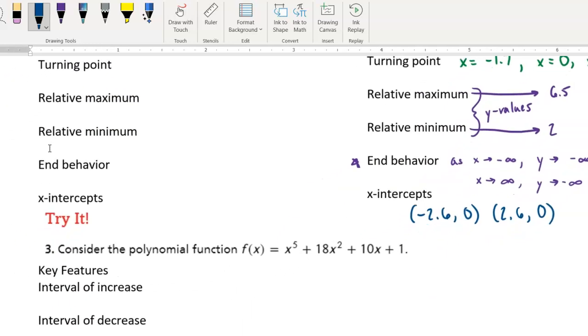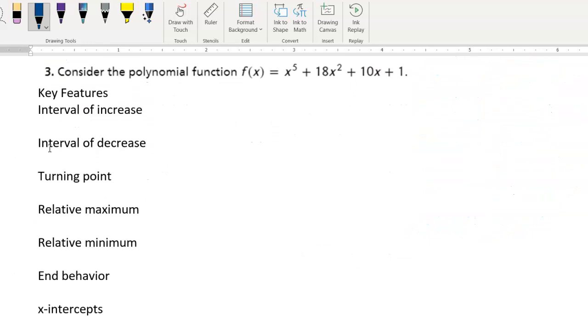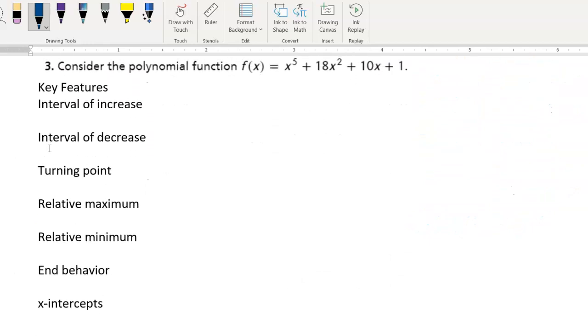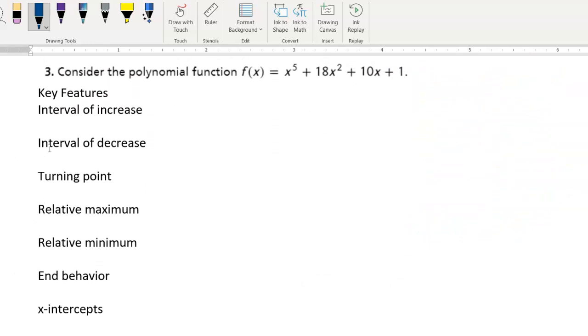All right, I want you guys to do the same thing with this example. If you want to, for the end behavior, you can start by just using the leading term, which is x to the fifth, without even looking at the graph. But then I want you to find all the other ones by looking at the graph on your calculator. So go ahead, pause this video, find all those individual pieces, especially the intervals of increase and decrease. I know that's a little trickier, but do your best to find all those, and then hit play when you're ready to check to see if you did it correctly.